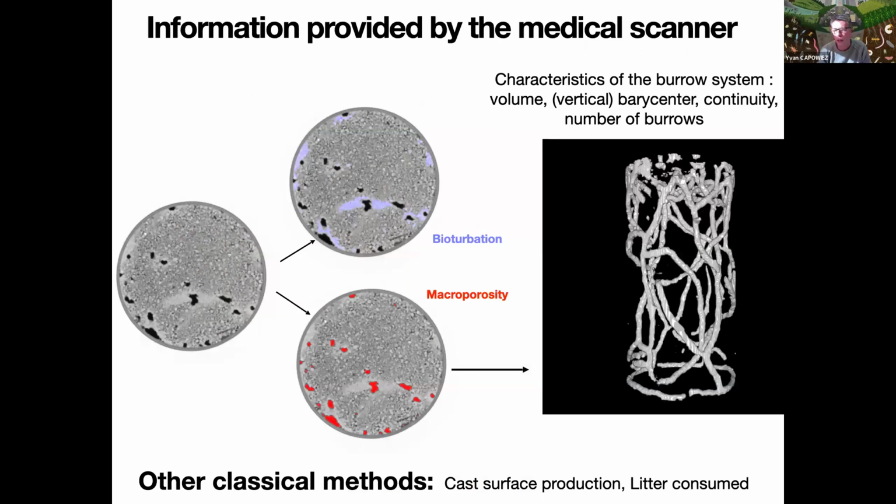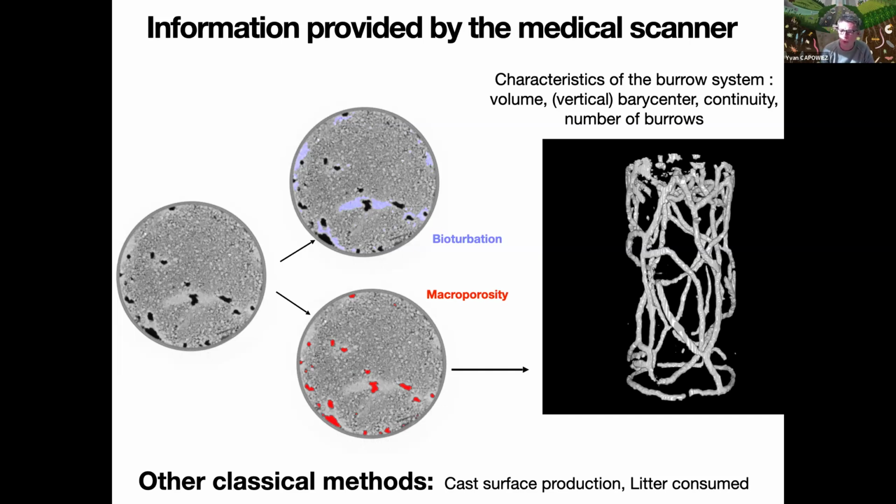But if you look at the image you get after medical scanning, you've got burrows, porosity, but not only porosities. If you have a look at the image here, you can see pale gray zones. This means this is where the earthworms cast or influence the soil by pushing it along the burrow, for example. And this is what we will call bioturbation. It means that using the medical scanner, you have got porosity, burrow system, and what the worms did as casting below ground.